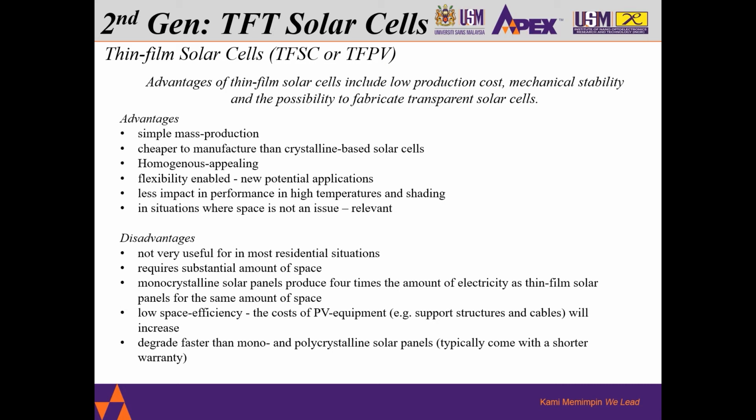However, the disadvantages are it is not very useful in most residential situations, as it requires a substantial amount of space. Monocrystalline solar cells produce 4 times the amount of electricity as thin film solar cell panels for the same amount of space. With low space efficiency, the cost of PV equipment, for example the structures and the cables, will increase. Also, this type of solar cell degrades faster than mono and polycrystalline solar cells and typically comes with a shorter warranty.